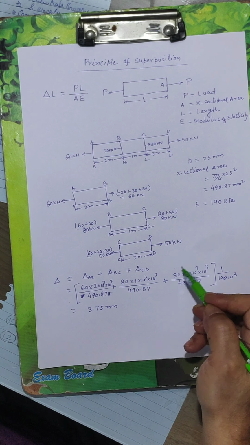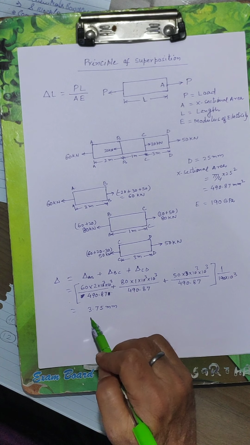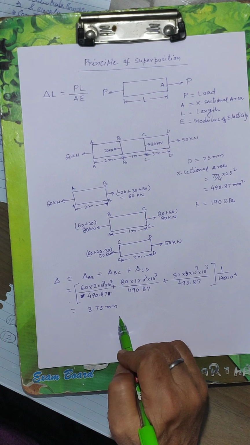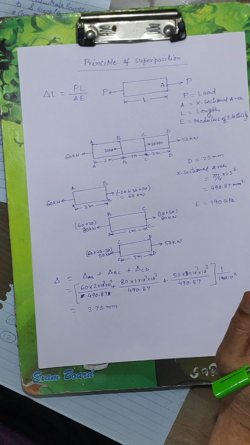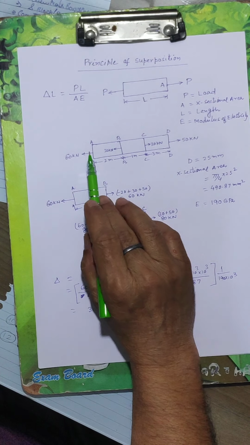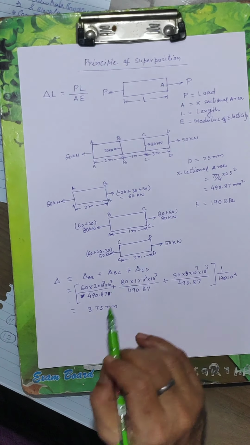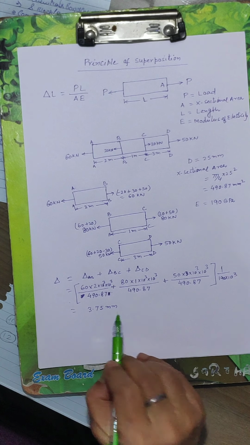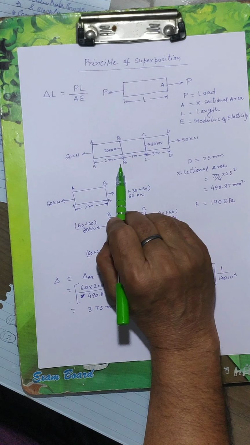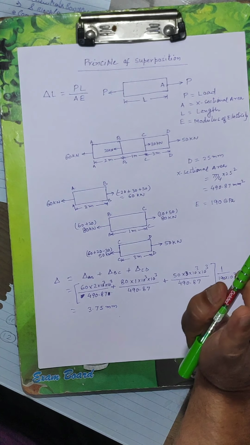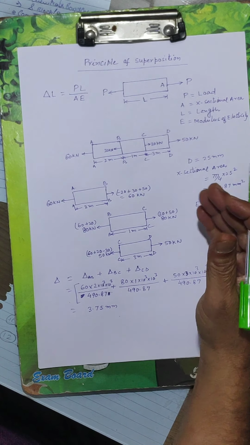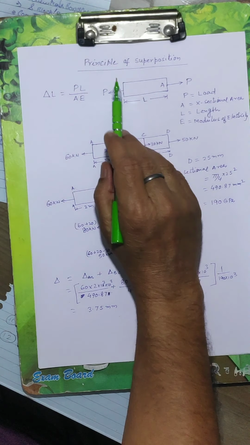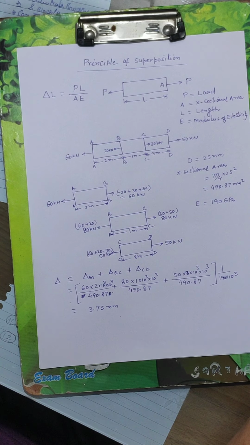So the complete value comes to us is 3.75 mm, means the resultant elongation of this body AD is equal to 3.75 mm under the different forces at different part of this body. This can be calculated by this principle of superposition theorem. That's all. Thank you.